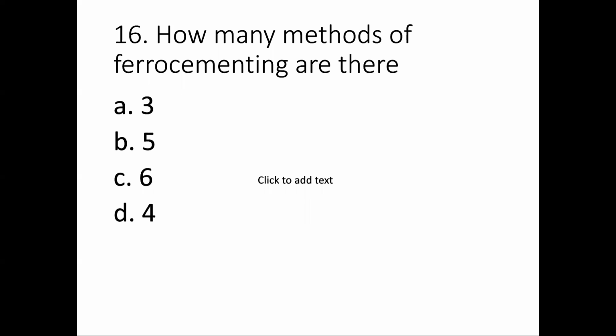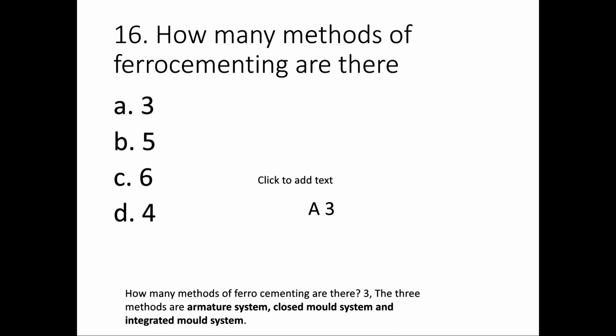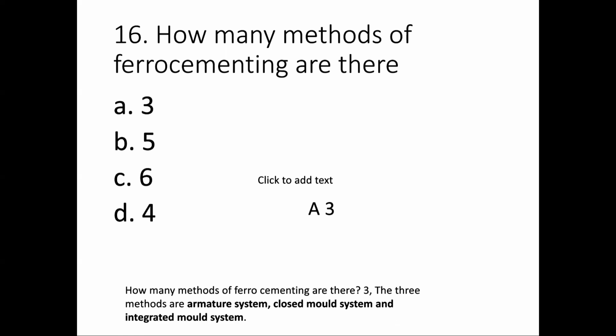Next question. How many methods of ferrocementing are there? Options A 3, B 5, C 6, D 4. Answer A 3. The three methods of ferrocementing are armature system, closed mold system, and integrated mold system.